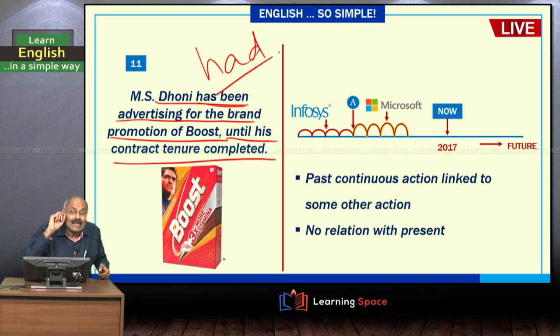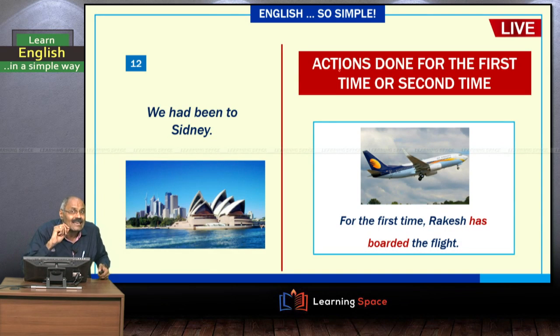Please understand, MS Dhoni had been advertising for the brand promotion of Boost until his contract tenure completed. Please recollect the example we have seen with Infosys and Microsoft, right. My brother had been working in Infosys till he joined Microsoft. Similarly, this sentence also you have to understand.